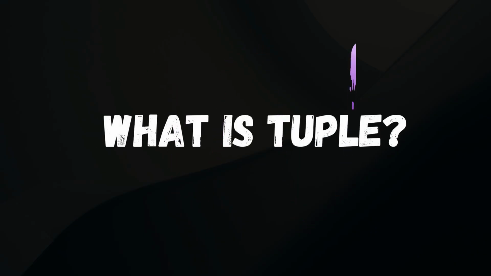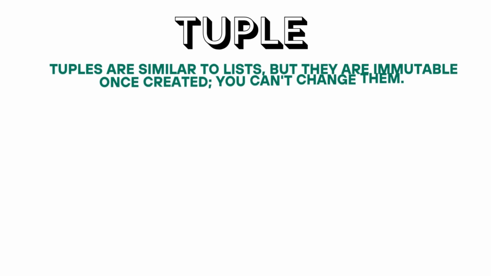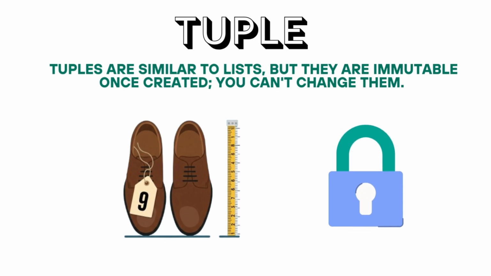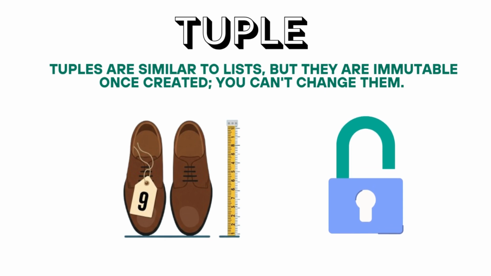What is a tuple? Tuples are similar to lists, but they are immutable. Once created, you can't change them. A tuple is like a pair of your shoe size and height. It stays the same once recorded.